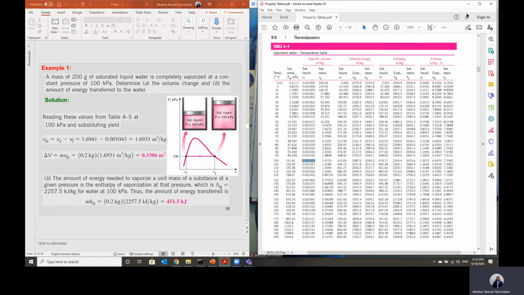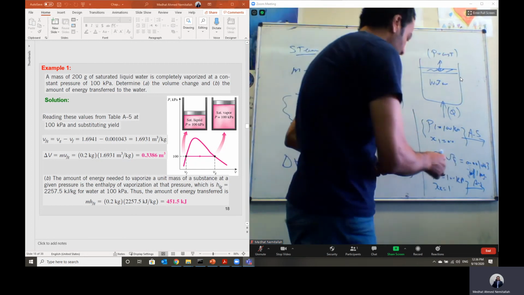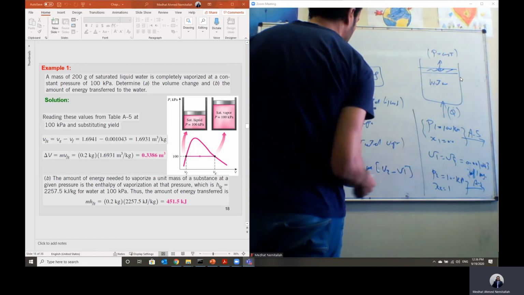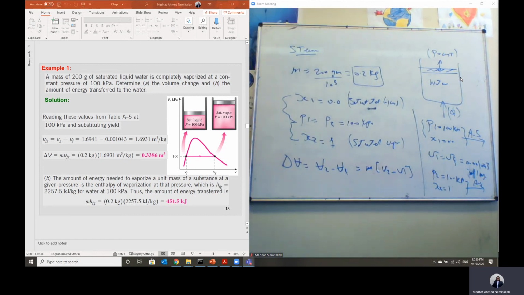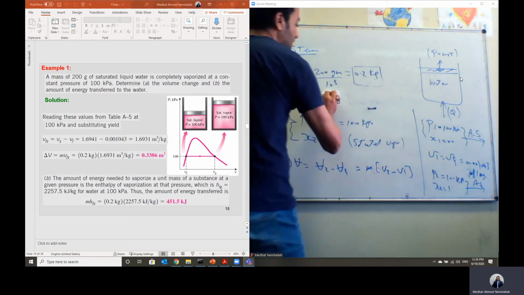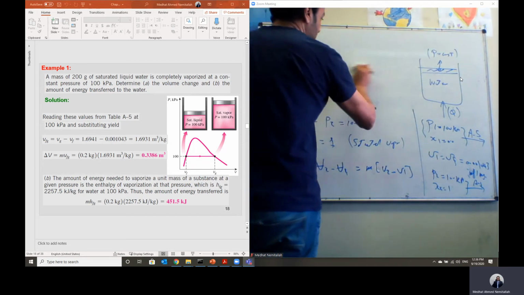And when I go to table A5, the same table, the value of specific volume V2, as it is saturated vapor, will equal V gas, 1.672 something. So we can get the specific volume V2 at point number 2 from table A5: pressure P2 equal to 100 kilopascal and quality X2 equal to 1. Then the specific volume V2 will equal V gas.